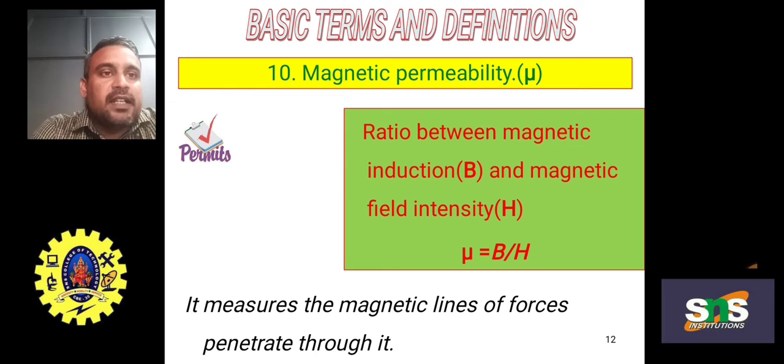The next is magnetic permeability, the ratio between magnetic induction and magnetic field intensity, that is mu equals B by H. So the magnetic susceptibility is I by H, and the permeability mu equals B by H. Here B equals magnetic flux density, the total number of lines passing through per unit area, divided by H, the amount of force experienced, which is called the magnetic field intensity. So finally, mu equals the ratio B by H.